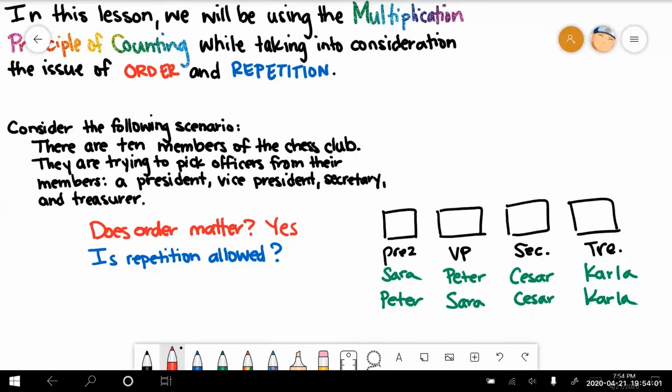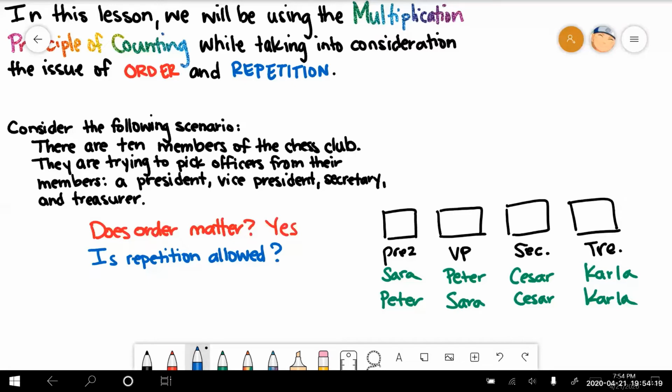Okay, but now with Sarah, Peter, Caesar, Carla, in this situation of picking officers, it does matter who's first and second because it's determining which position they take. Okay, so does order matter? Yes, it does. Now let's consider the situation of repetition.